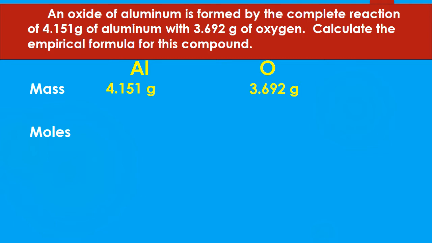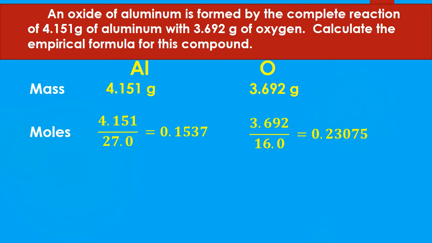Now we get our moles by dividing by the atomic masses of these elements. So for aluminum, we'll divide by 27.0. For oxygen, we'll divide by 16.0. So we look at our number of moles for each element, and we use that to determine our mole ratio. In this one, we see that aluminum provides the smallest number of moles. So we'll divide the number of moles of aluminum and oxygen each by 0.1537.